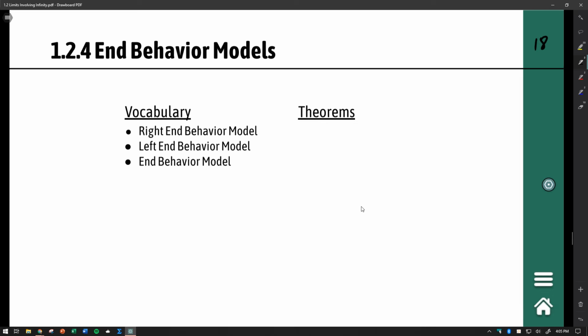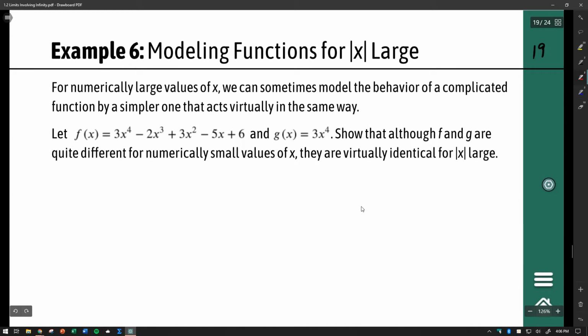All right, we're back for the fourth video of 1.2. This one is on end behavior models. We're going to see three new vocabulary terms here: the right end behavior model, left end behavior model, and finally just the general end behavior model, and no new theorems in this section.